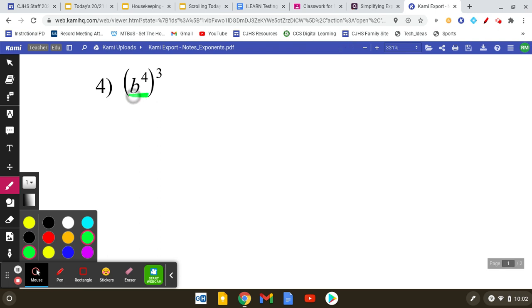Okay, so this next one, we're going to take whatever's inside the parentheses. So I have b to the 4th power.